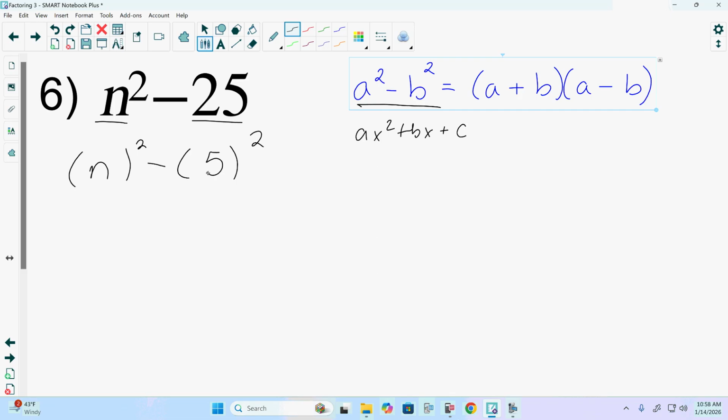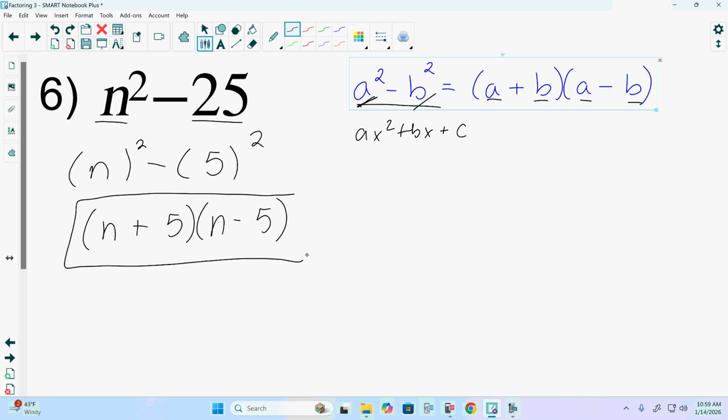So now we know that the a term, the number or variable representing a, is n. The number representing b is 5. So it's going to be a plus b times a minus b is how it's going to factor. So a was n, so we have n plus b, so n plus 5 and n minus 5. And that's it. And normally, especially with perfect squares, we just say we're done.